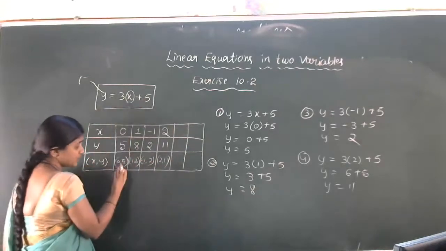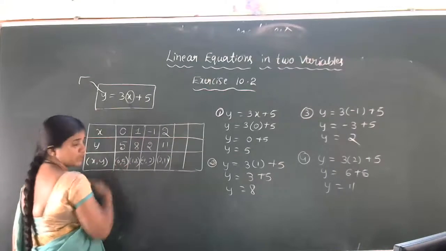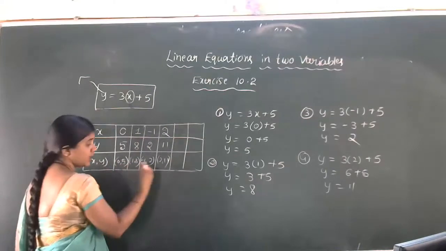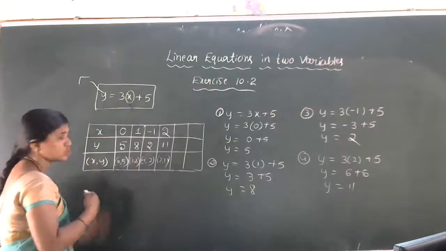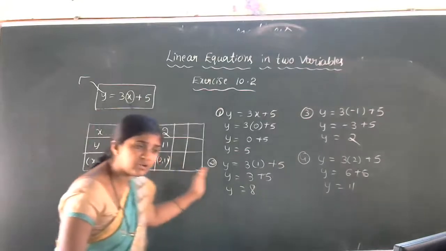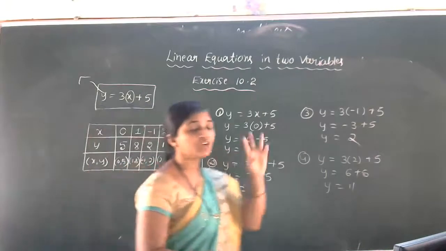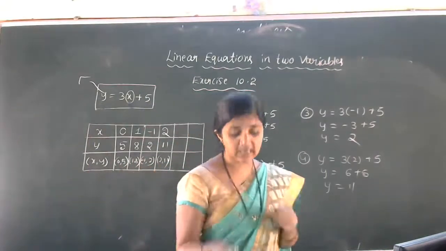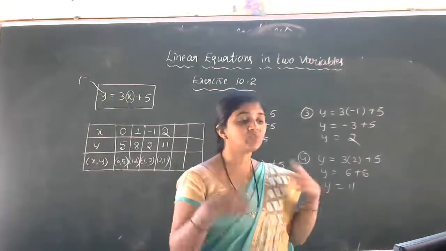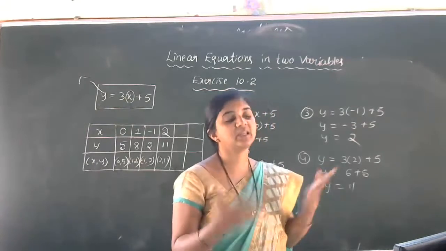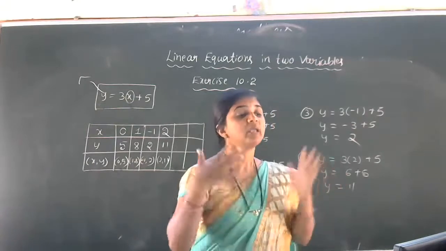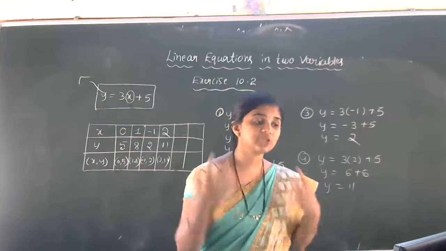So we are observing (0, 5) is a solution, (1, 8), (-1, 2), (2, 11). So these are all solutions. We can continue up to infinity. So which option is the right option? Option third, infinitely many solutions. What is the reason for that? Linear equations in two variables have infinitely many solutions.